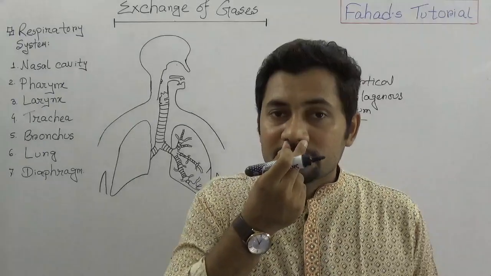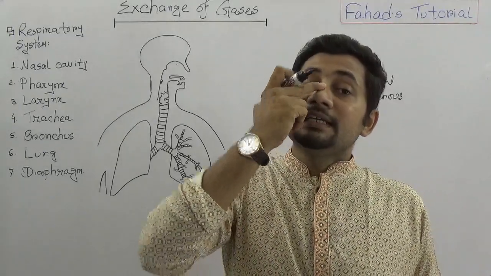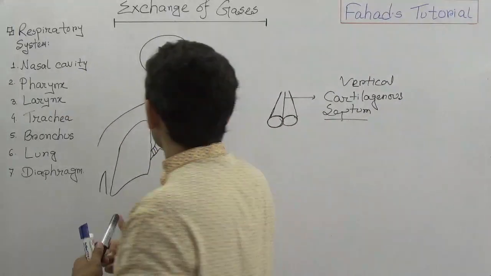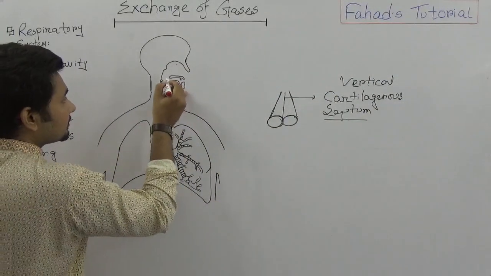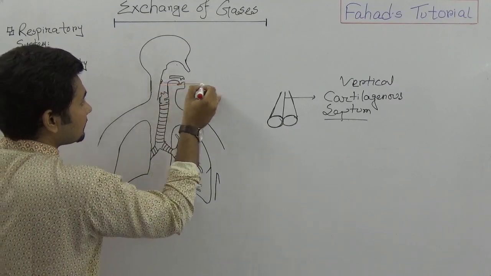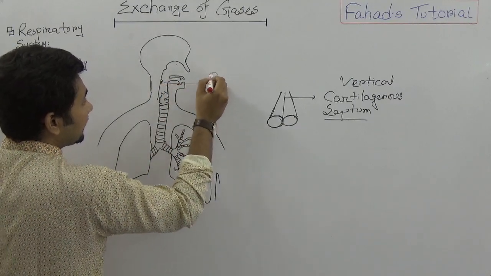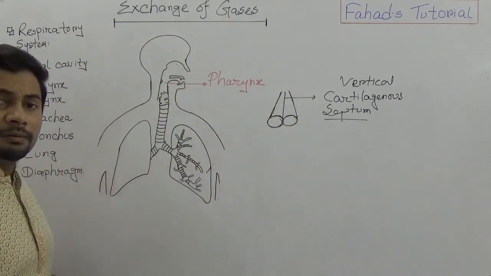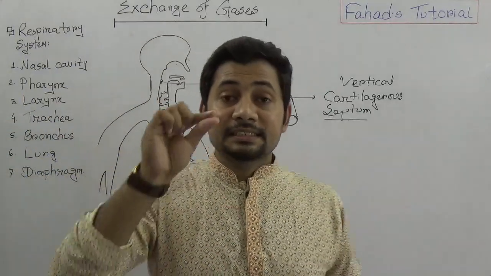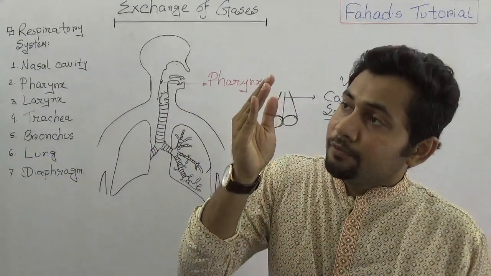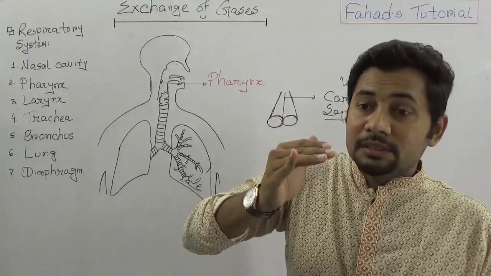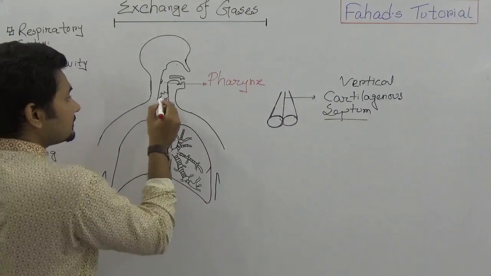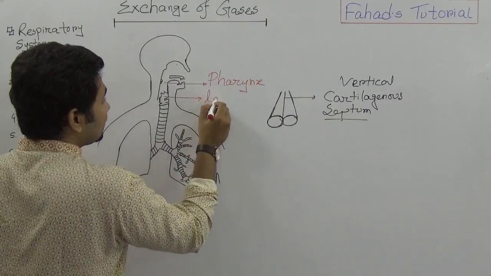So from the nostrils we have the nasal cavity inside, and then from the nasal cavity, this part is known as pharynx. Okay. What about pharynx? Pharynx is an extended space from the nasal cavity to the upper part of the larynx. So this part is known as larynx.